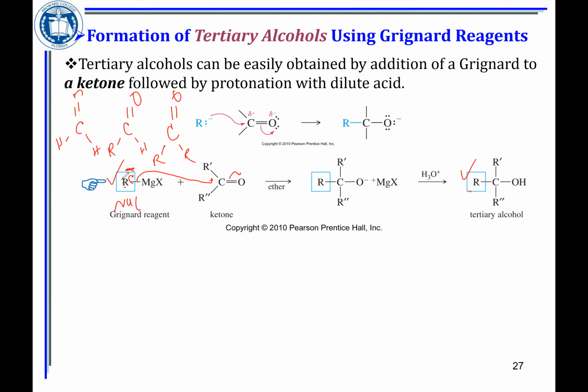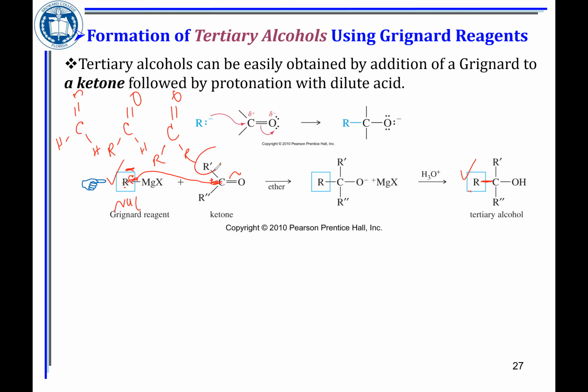So we have the R group that is coming. The new bond is forming between the Grignard and the carbonyl group. Just repeating and paying attention that the new bond is forming between the carbon from the Grignard and the carbonyl. So that is the new bond forming.